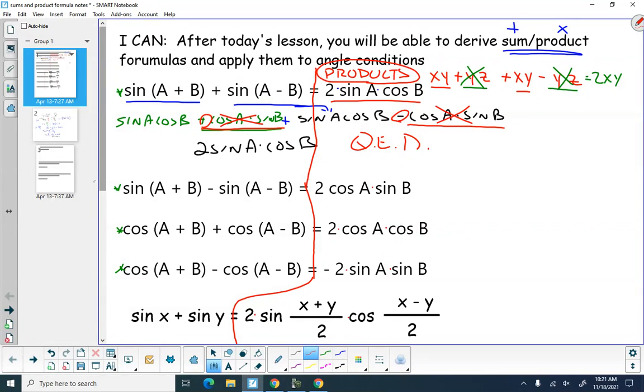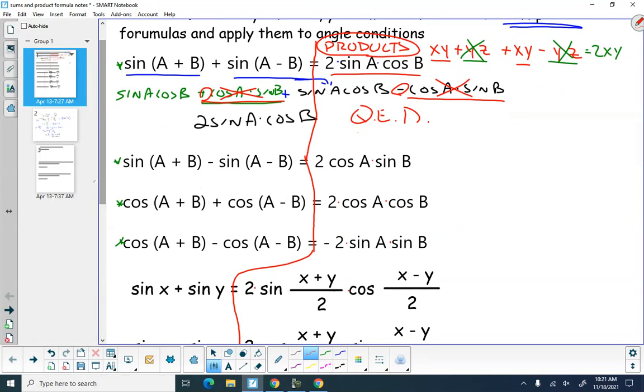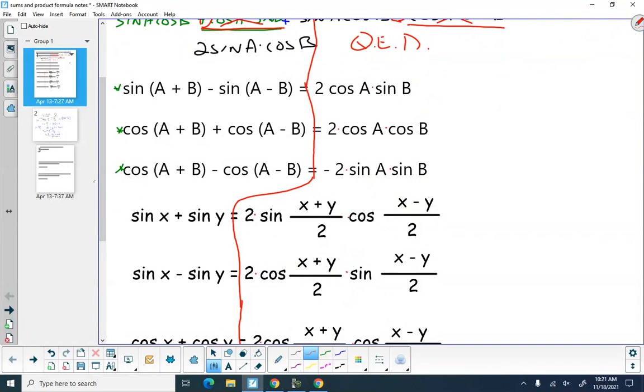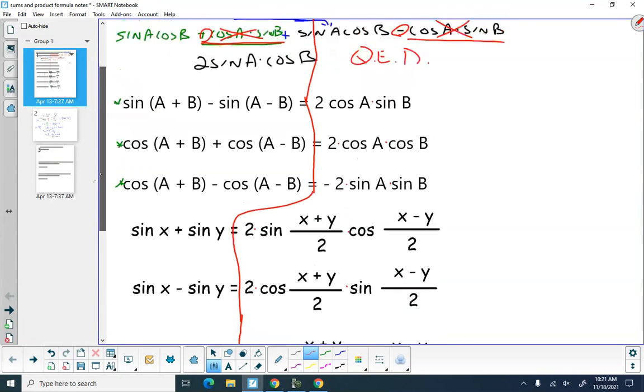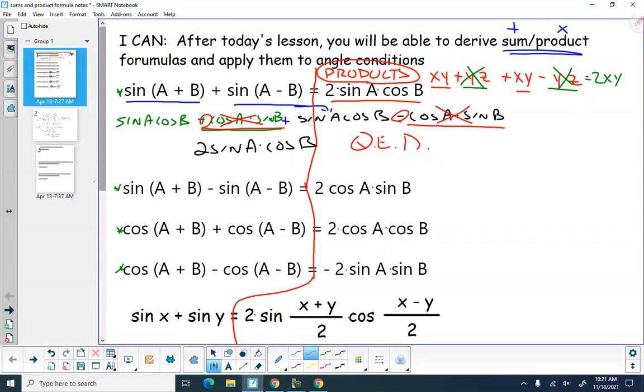On the left-hand side, what we have is all addition and subtraction. Sine of x plus sine of y. Sine of x minus sine of y. Cosine x plus cosine y. Cosine x minus cosine y. So we have sums and differences. On the left-hand side of your equal sign, you have all your additions and subtractions. On the right-hand side, you have all your multiplications.